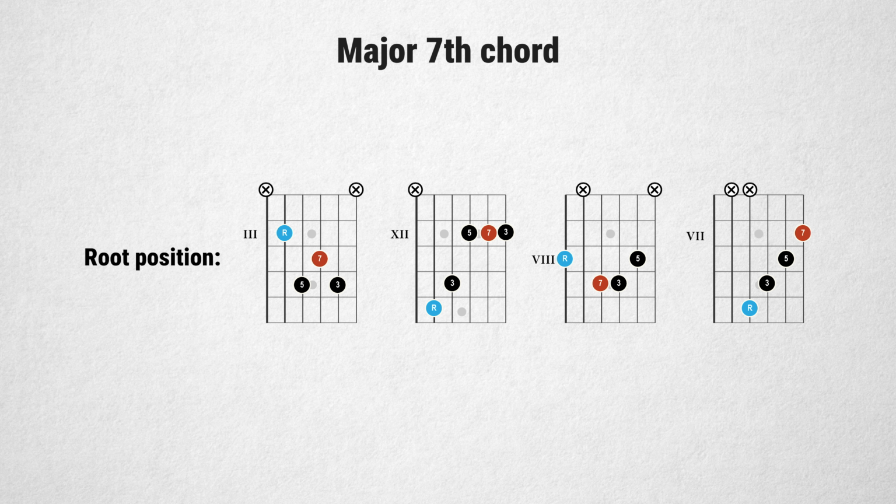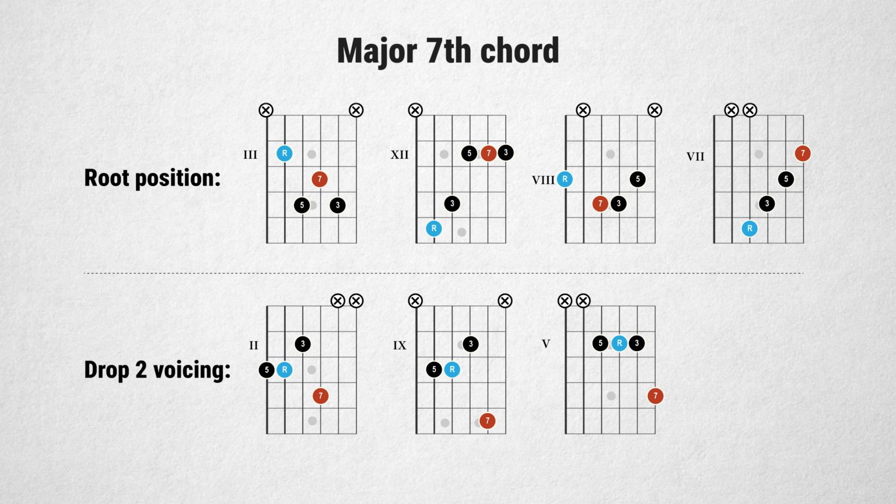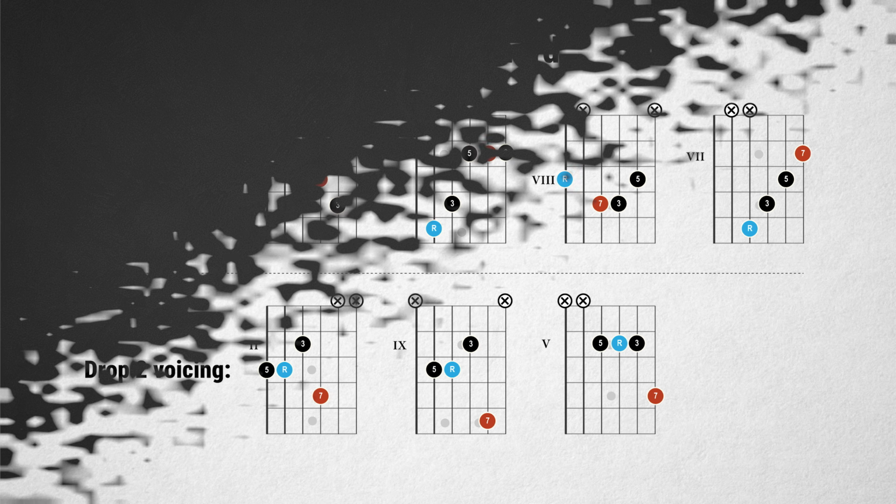Now here you see some of the chord shapes for the major 7th chord. Although this is not a chord voicing lesson, I still want to show you some of the drop 2 voicings because of their importance for guitarists and chord voicing in general.